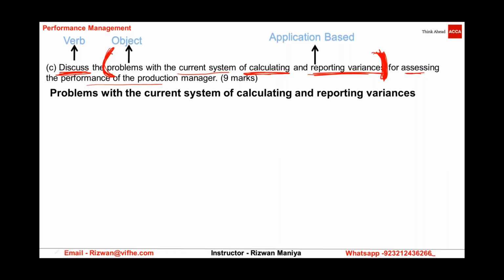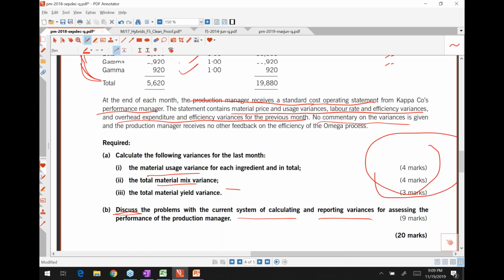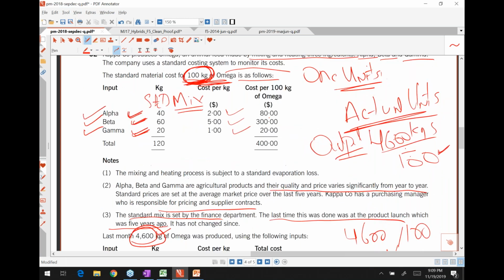Okay, now let's go to the scenario and search for the content, as this is application based. Problems. Quickly, I'll solve this in 2 minutes. First of all, production manager I need to keep in mind. Quality and price variances significantly vary. This means they change. And this means if they change, so the impact will be on variances.